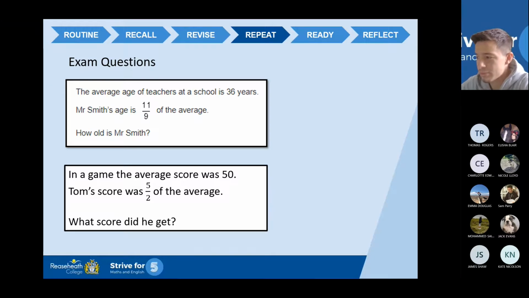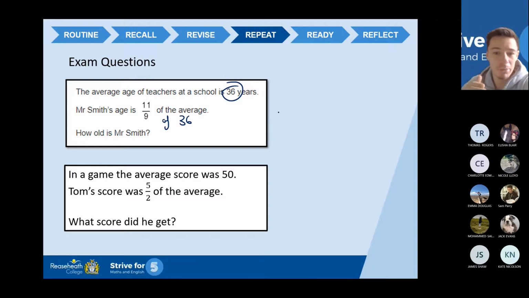Because they're both fractions of an amount questions, and you need to do 2 things in order to get the right answer. So it says here, the average age of teachers at a school is 36 years. Mr. Smith's age is 11/9 of the average. How old is Mr. Smith? Well, the average age is 36, and we need to do 11/9 of the average. So we need to do 11/9 of 36.